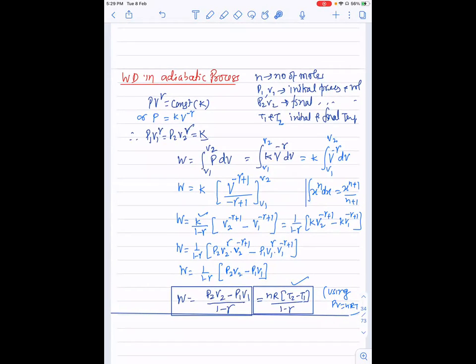So this is the derivation given in our textbook. You are supposed to practice this. Without seeing, you should be able to derive it. ठीक है? Anything you missed the point, you can ask again.